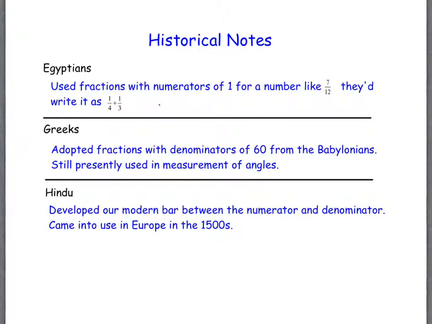The Hindus developed our modern bar between the numerator and denominator, that horizontal bar that you see drawn. Please use the horizontal bar and don't use the sideways bar. It's really easy when you're doing a sideways bar for something like this to turn into looking an awful lot like this, which has different meanings. But if you're drawing it like this, it's much less likely to happen. So please draw the bar horizontally because it's a little bit clearer. Okay, the Hindus are the ones that did that, and that was in the early 1500s.